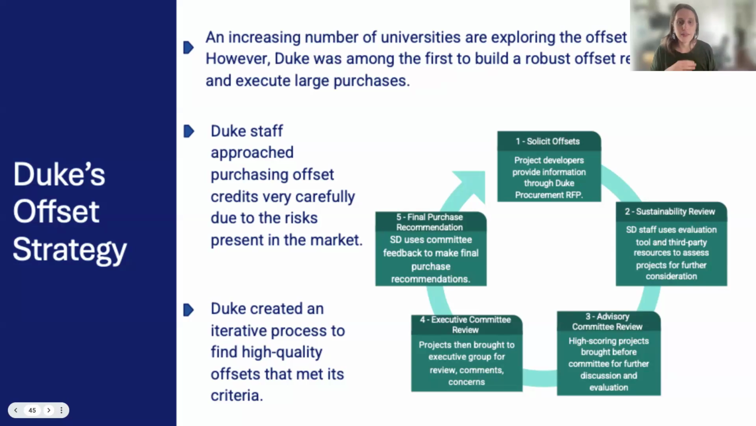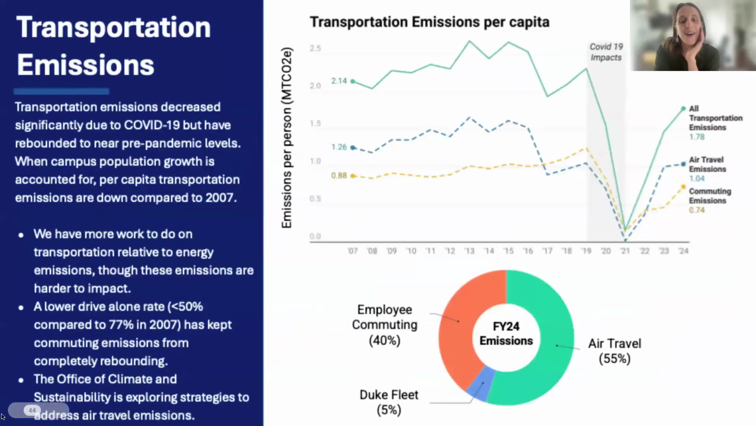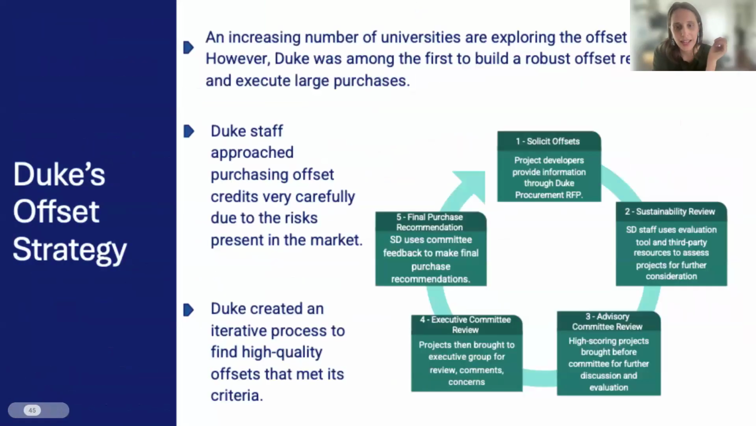A lot of these folks had some background or some knowledge of carbon offsets, but a lot of them, their expertise was in things connected to carbon offsets. So forestry, finance, natural resource financing, engineering, things like that. Only about 10% of the projects made it from step 2 to step 3. And then once we had identified the best projects from our advisory committee, we brought those to our executive committee, and then made final purchasing recommendations. We went through this cycle numerous times to get that final portfolio.